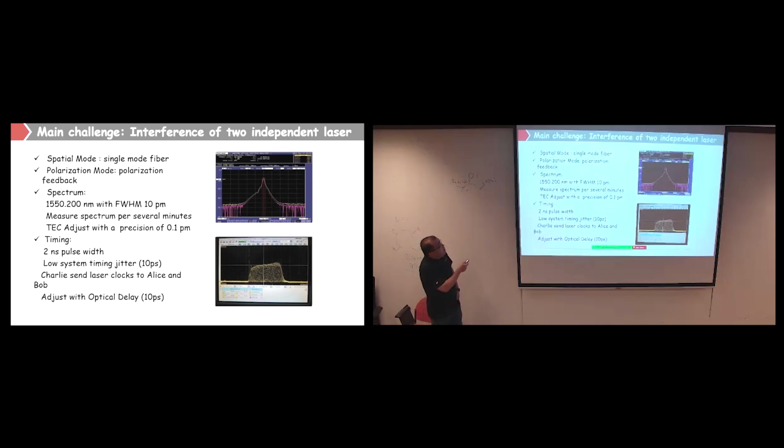You can use polarization feedback. And the spectrum and timing are a kind of trade-off, because if you have a broad spectrum, it's easy to do the spectrum overlap. But in terms of timing, if the spectrum is very broad, the pulse is very fast and hard to synchronize. The other way, if the pulse is broadened, then it's hard to align your spectrum.